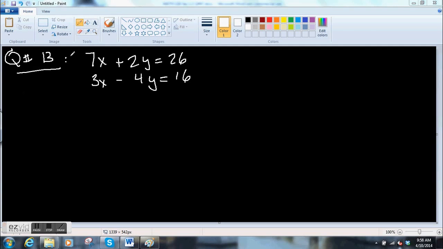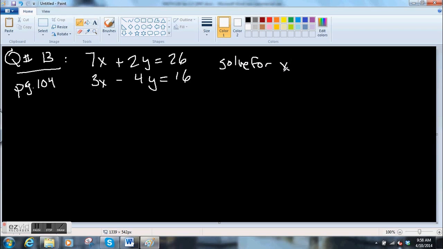So this is question number 13, and it's on page 104 in the 10th edition of the textbook, and it says 7x plus 2y equals 26, 3x minus 4y equals 16, and you're essentially supposed to solve for x and y. And you should be able to do a problem like this for the test. So you can use either elimination, or you can call it substitution. I don't necessarily care what you call it.